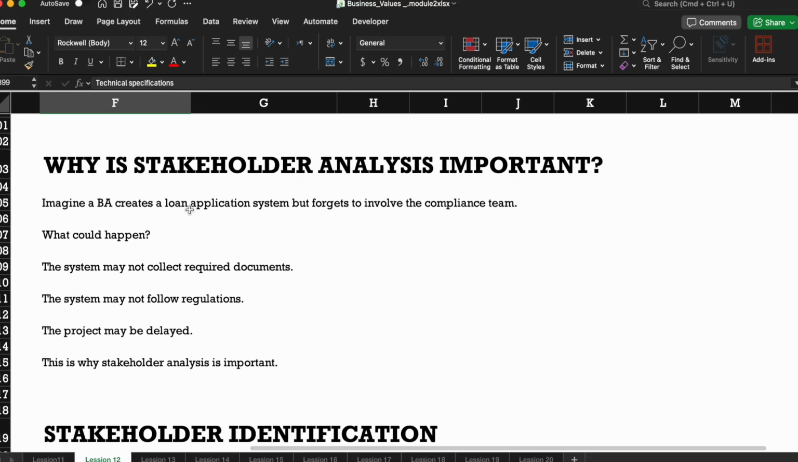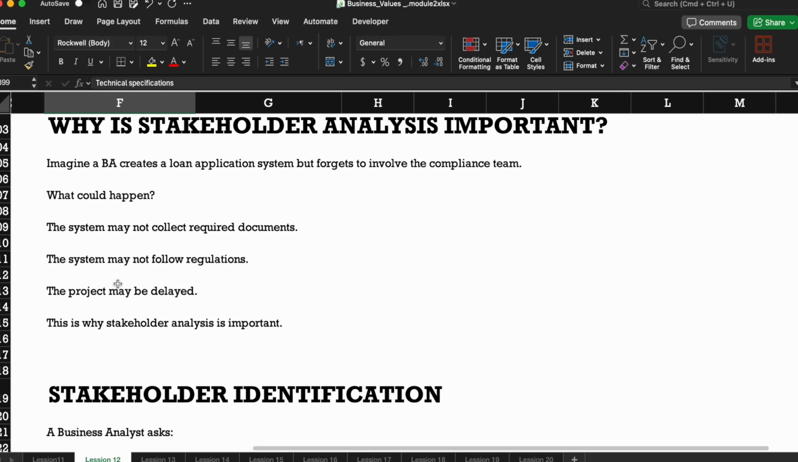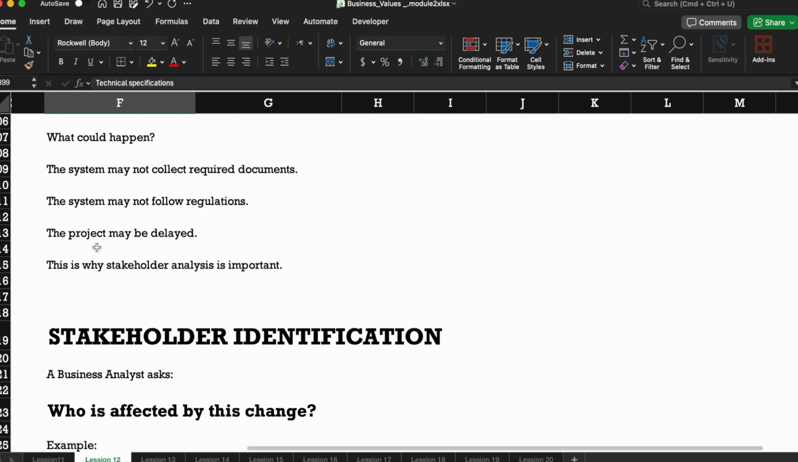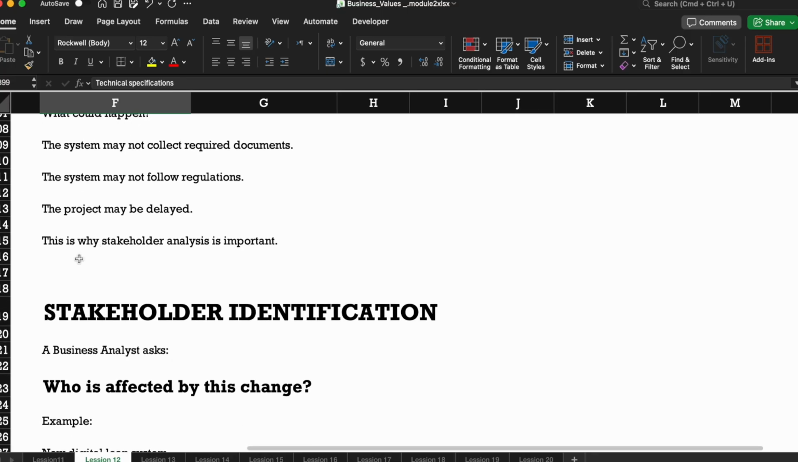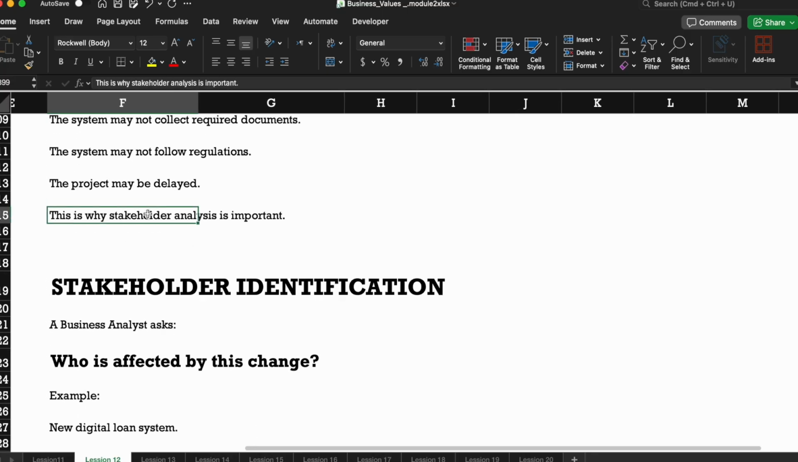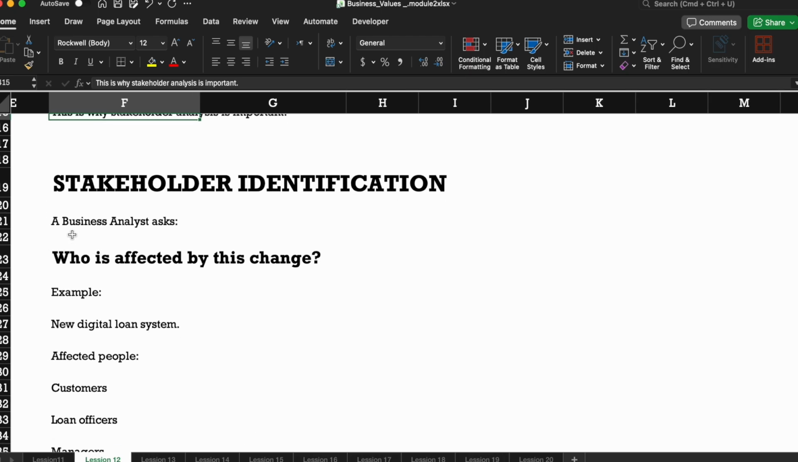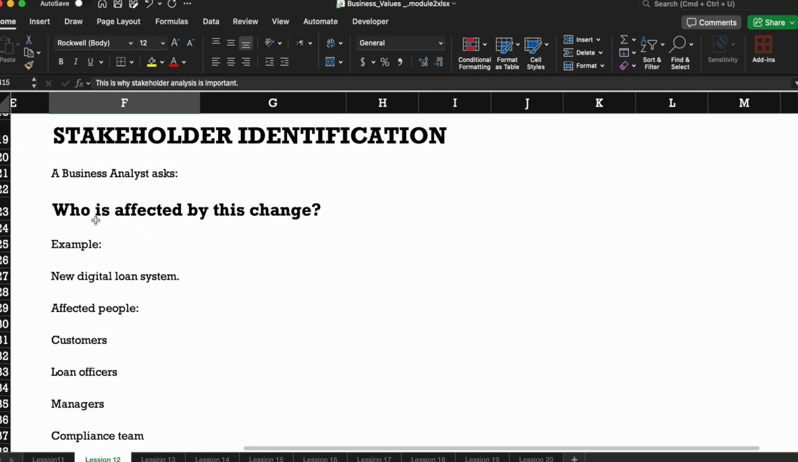Imagine a BA creates a loan application system but forgets to involve the compliance team. What could happen? The system may not collect required documents, the system may not follow regulations, the project may be delayed. This is why stakeholder analysis is very important. Stakeholder definition: a business analyst asks who is affected by the change.